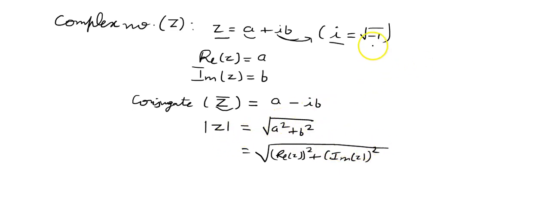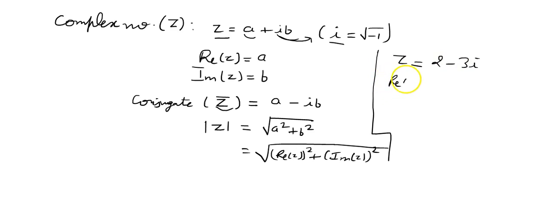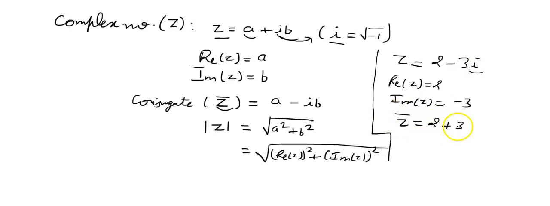So I'll just take one example. Say I have a complex number Z is equal to 2 minus 3 iota. Sometimes you write it as 2 minus iota 3 as well, no problem. So if I want to write the real part of Z, that is 2. If I write the imaginary part of Z, that is going to be minus 3. Remember, while writing the imaginary part of Z, we do not include this iota. Now, Z bar will be 2 plus 3 iota.